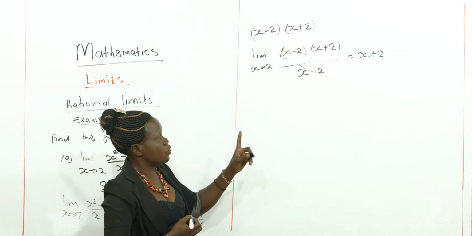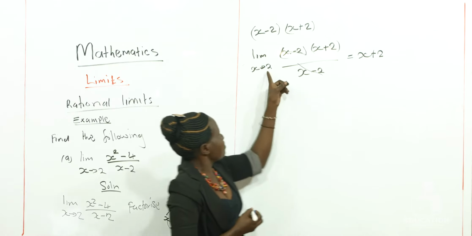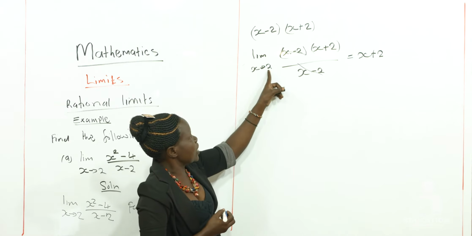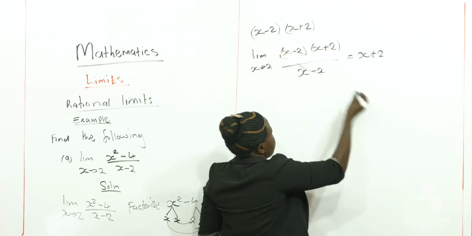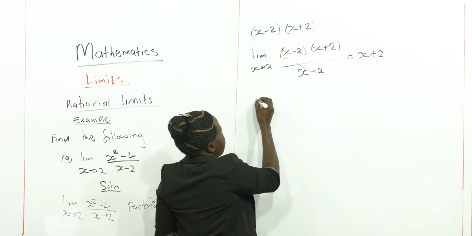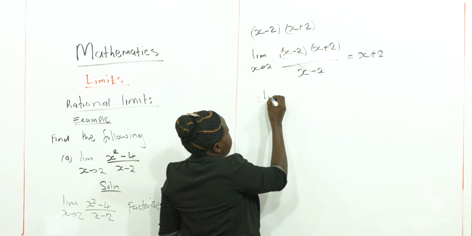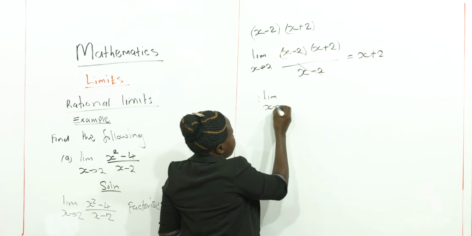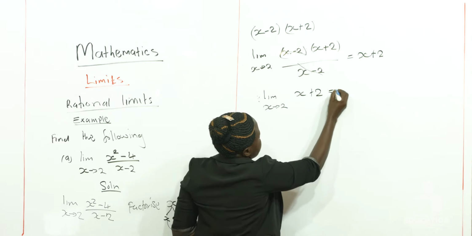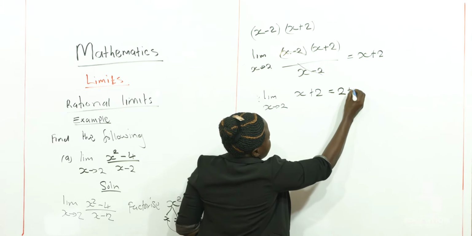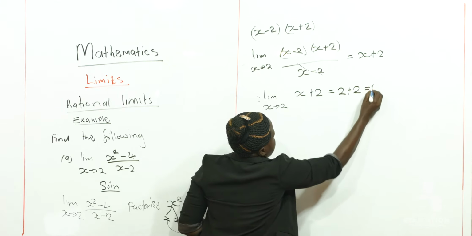At that level, you do your substitution. Since x is approaching 2, it means where x is, you substitute it with the 2. So you simply say, therefore, the limit as x approaches 2 will now give me x plus 2, which is the same as 2 plus 2. Your answer will be 4.